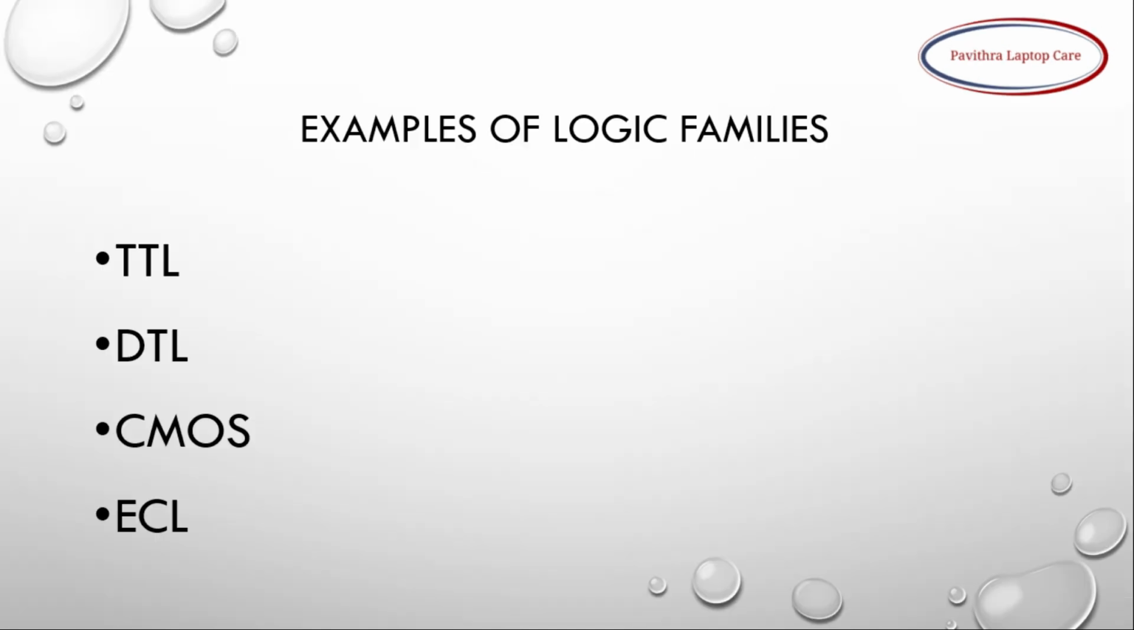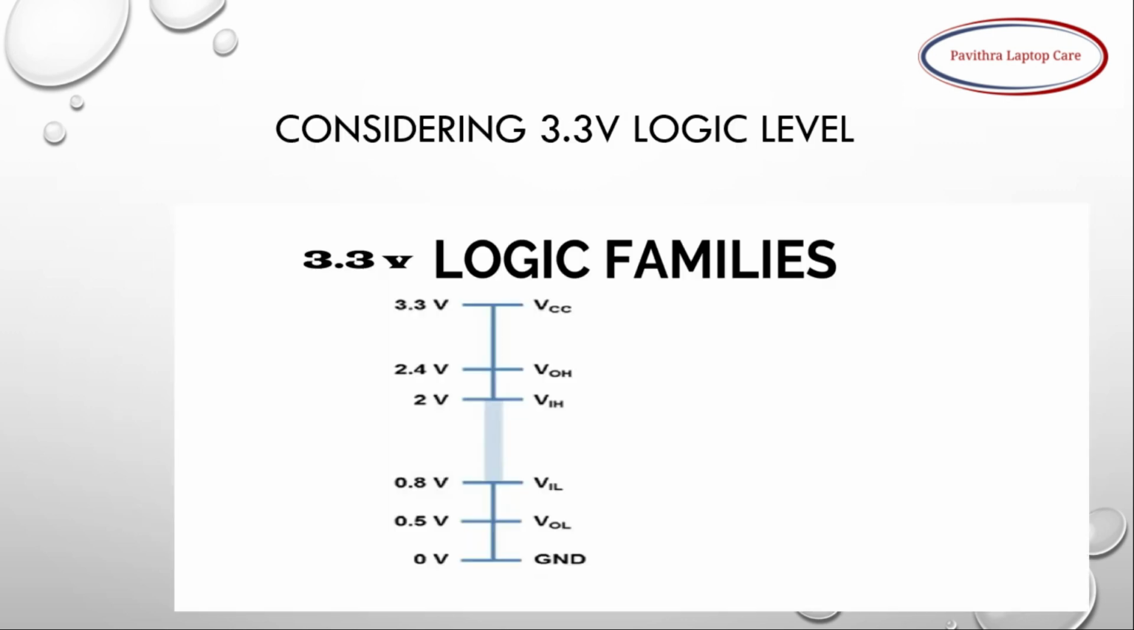There are some logic family examples: TTL, DTL, CMOS, ECL and more. We will just consider the 3.3 volts logic family. As I already explained, 0 to 0.8 will be considered as 0 or logic level low, 0.9 to 1.9 will be considered as floating, there will be no result, and 2 to 3.3 volts will be considered as logic level high, that means 1.